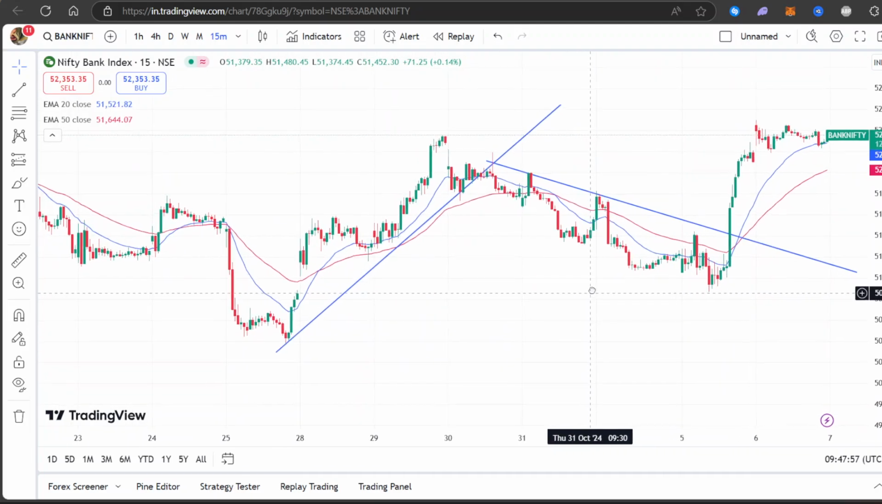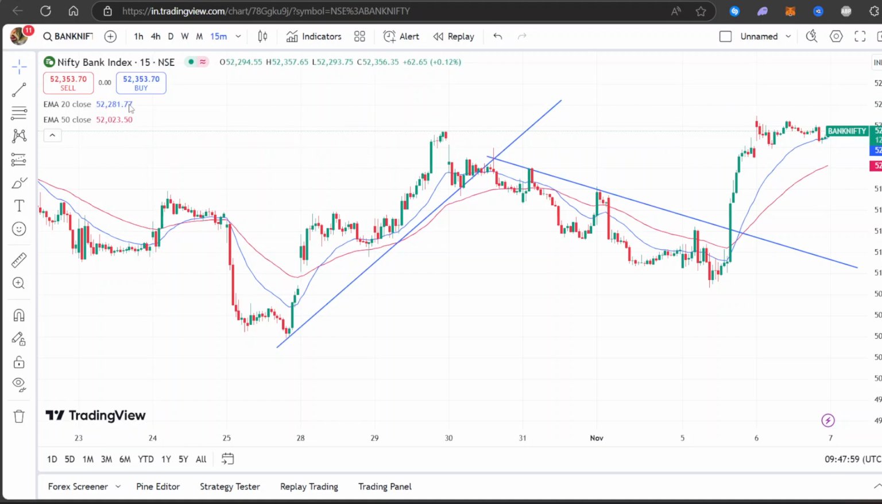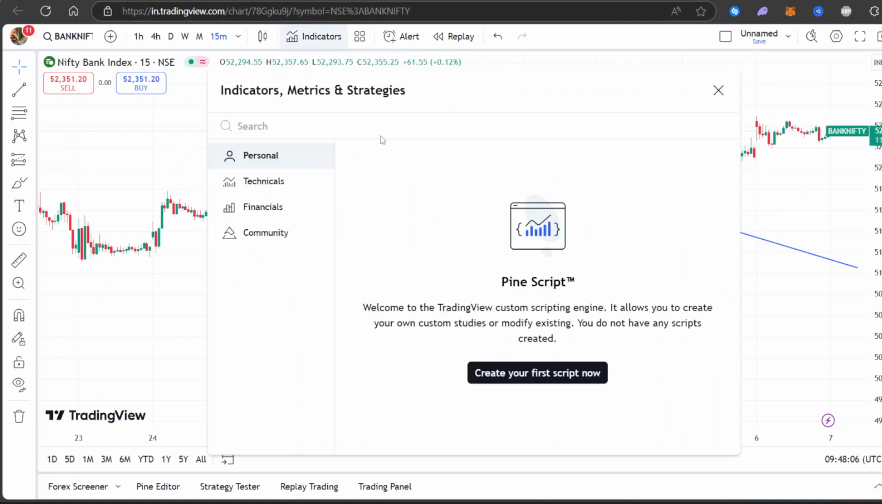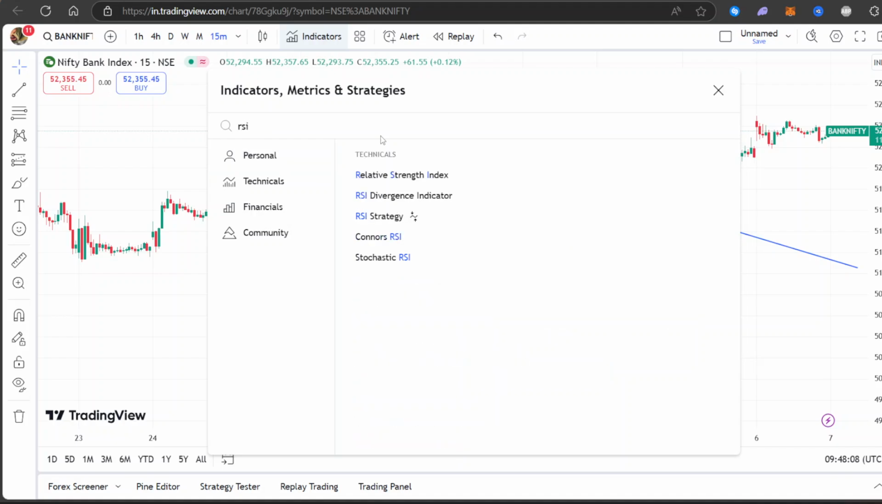Now next up, let us talk about the relative strength index, the RSI. I'm just going to be adding the RSI to the chart.